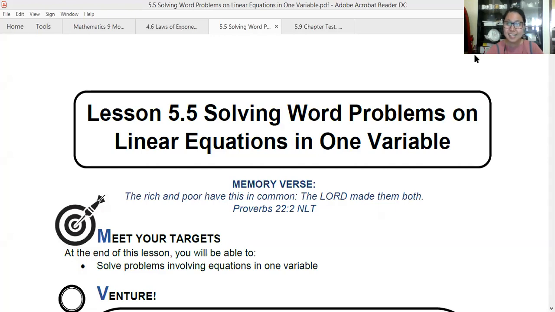It says, "The rich and poor have this in common. The Lord made them both."